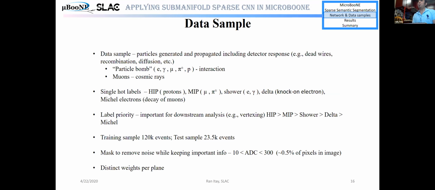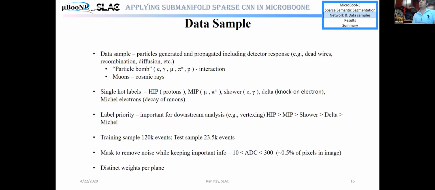The labeling is done by one-hot labels, which means that for each pixel, there's only one label that it can get. The labels are heavily ionizing particle, that's mainly protons; minimum ionizing particle, which are muons and pions; showers; delta rays; and Michel electrons. And we do give priority to the labeling. That's important mainly for downstream analysis, for example for vertexing. And the priority is given exactly by the order I read the classes.